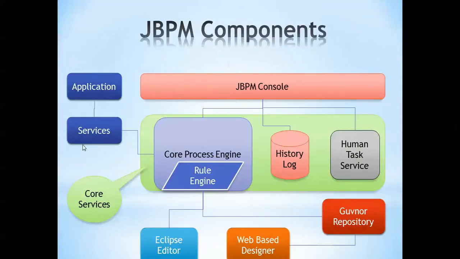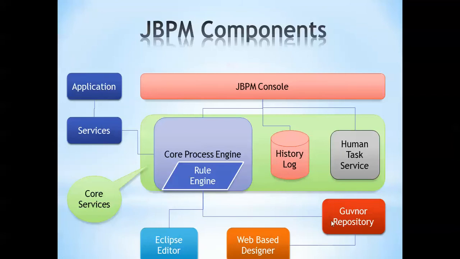So these are the JBPM components. Your Java application is going to run as a service and that's going to call the core engine. The core engine, history log and human tasks can be managed using the JBPM console. And also the core engine supports the rule engine, where you can execute the rules.